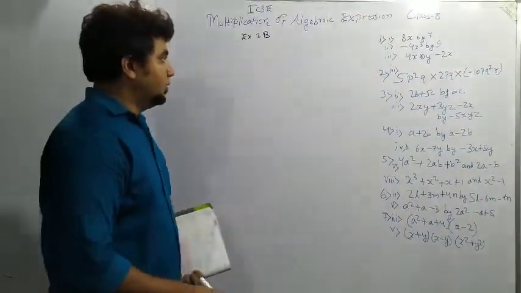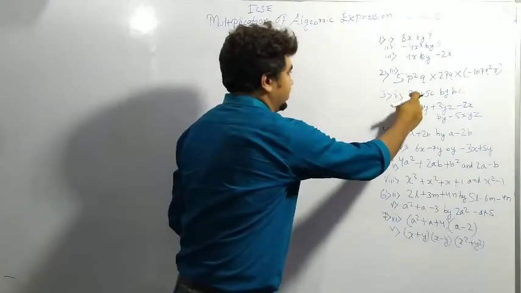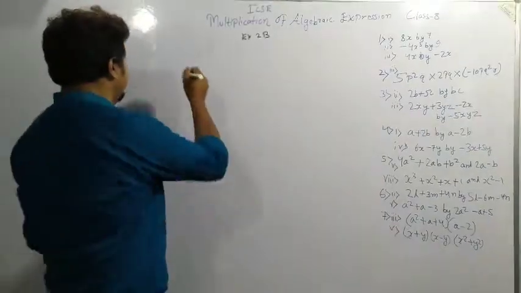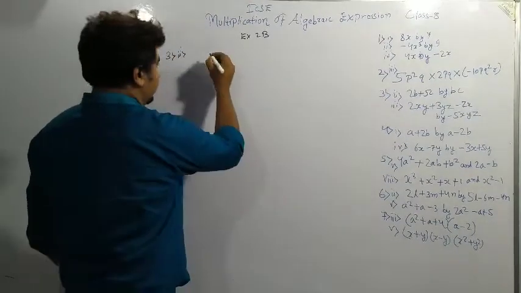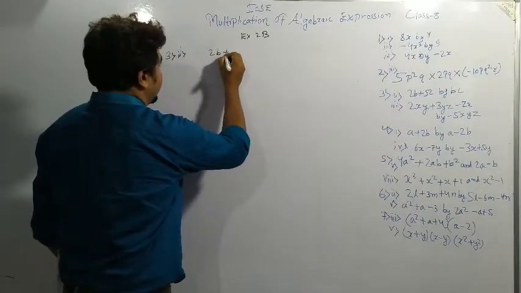Okay, now we'll be moving to question number 3 bit 2. It is given 3 bit 2, and when we look at it, we are able to see that it is 2b plus 5c.